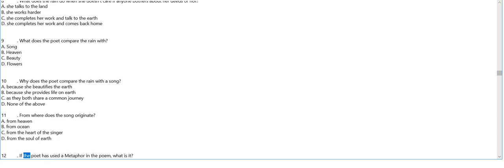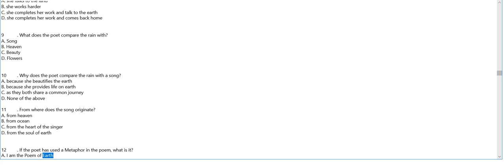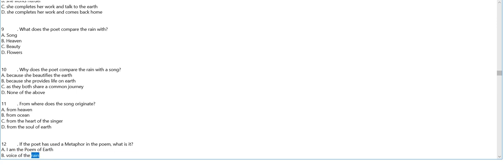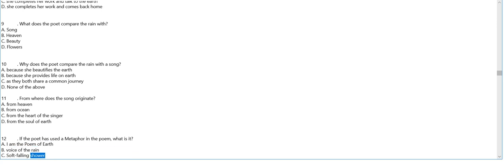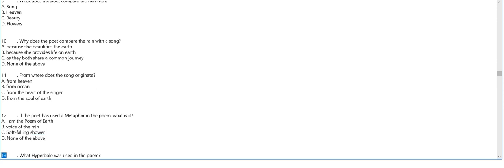12. If the poet has used a metaphor in the poem, what is it? A. I am the poem of earth. B. Voice of the rain. C. Soft falling shower. D. None of the above.